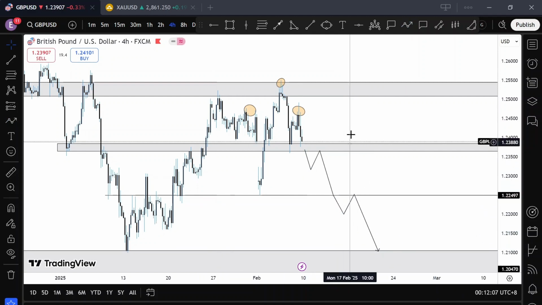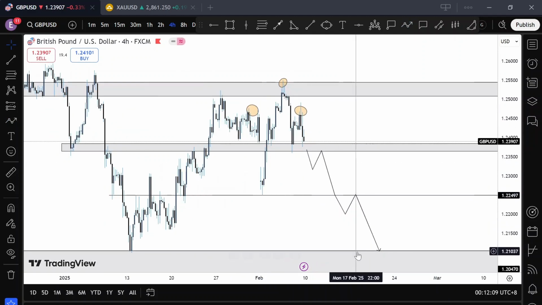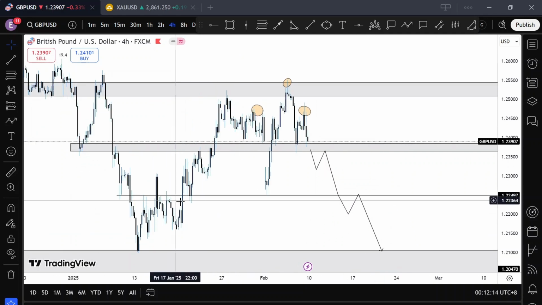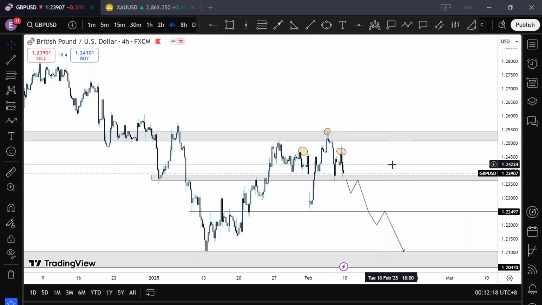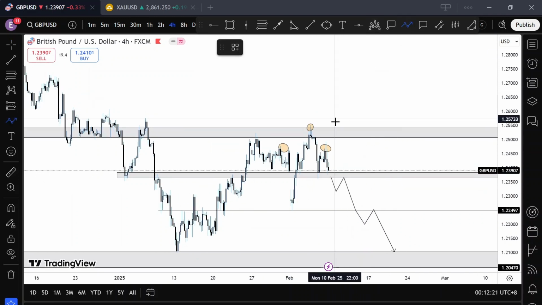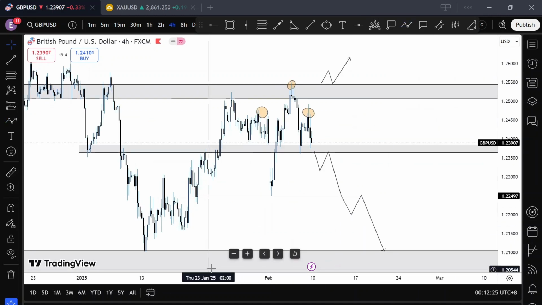Alright, with the volatility this week, we might want to see price come all the way back to the 1.21 region. So this is basically what I'm looking out for on pound USD sells. The only reason I'll be looking for buys is if price decides to break above these regions here, then I'll look for buy opportunities.